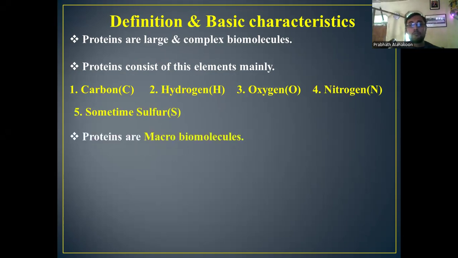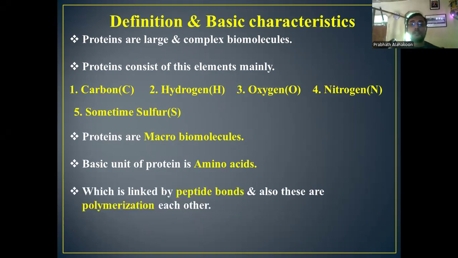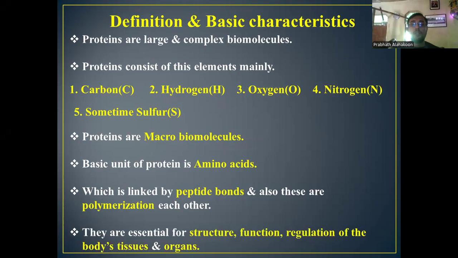Proteins are macrobiomolecules. The basic unit of protein is amino acid, which is linked by peptide bonds, and these polymerize with each other. They are essential for structure, function, and regulation of the body's tissues and organs.